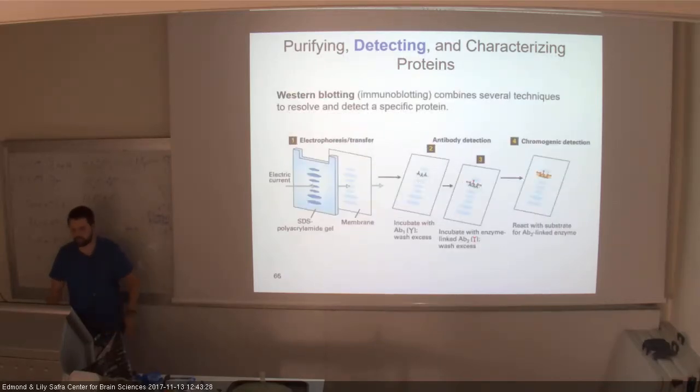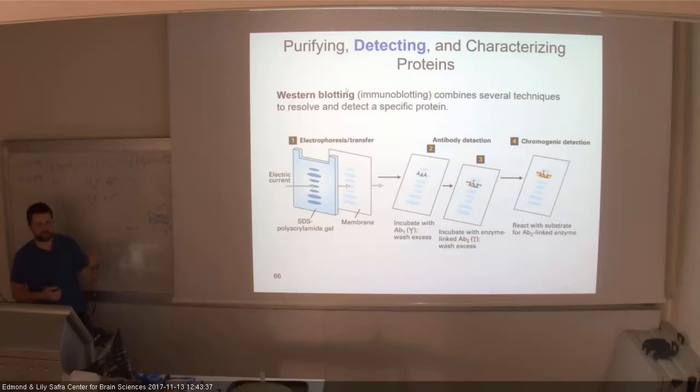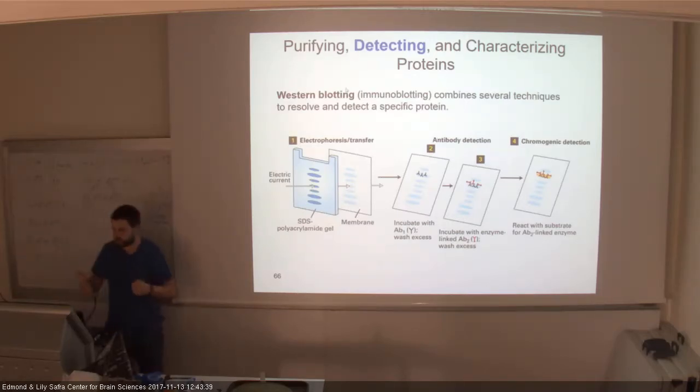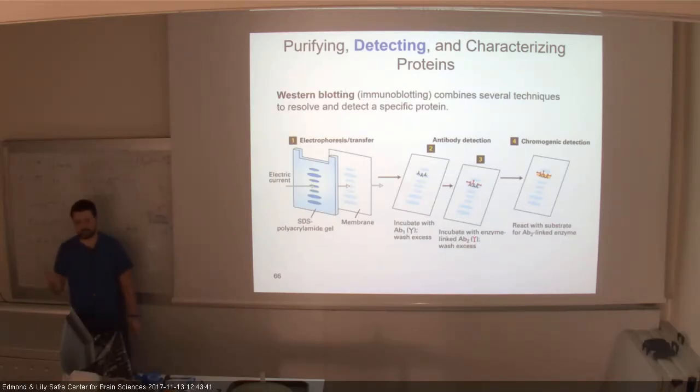Okay, skip that, and we'll talk about a technique which is also very important for the article that you're going to read, which is Western blotting. Western blotting is a combination of what I told you before with the antibody affinity detection that we talked about a few seconds ago.